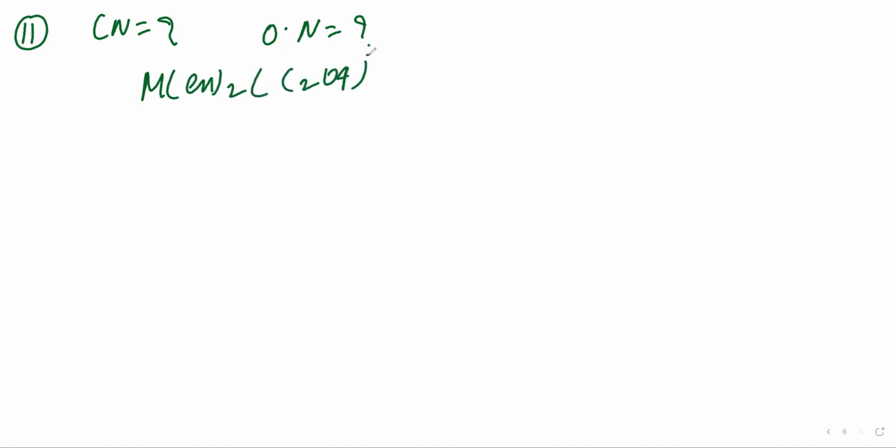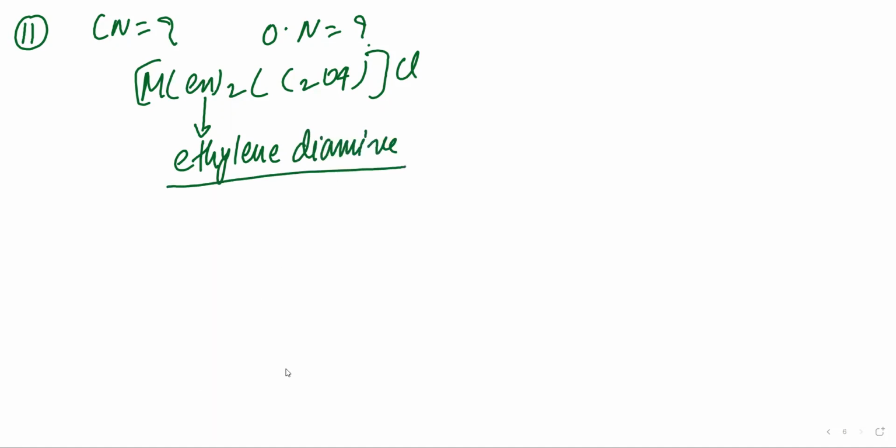Now see the next one, the 11th one. You have to find the sum of the coordination number and the oxidation number of the central metal. The complex is [M(en)2(C2O4)]Cl, where en is nothing but ethylenediamine. It was asked in 2015.